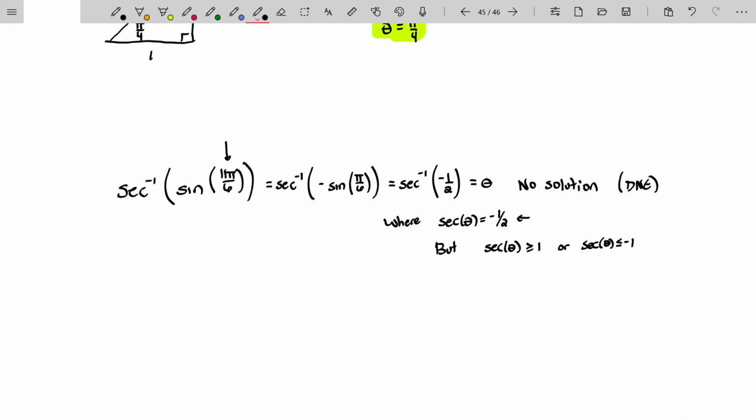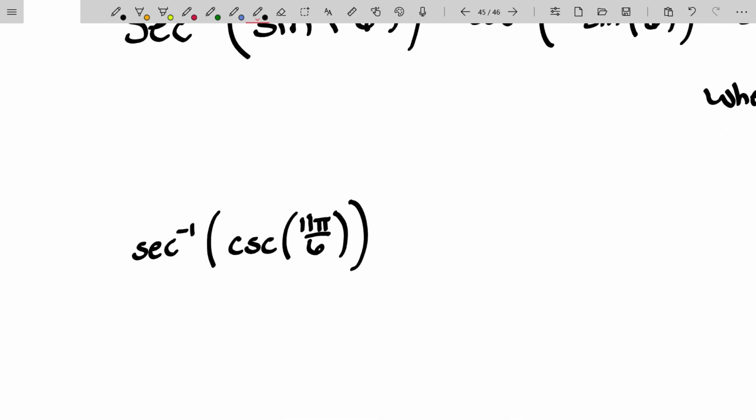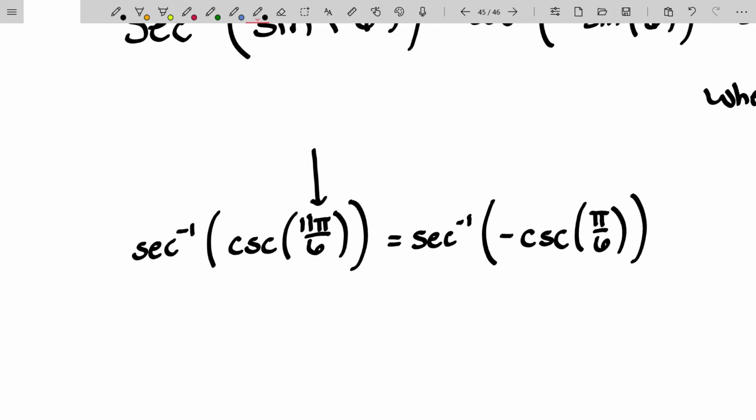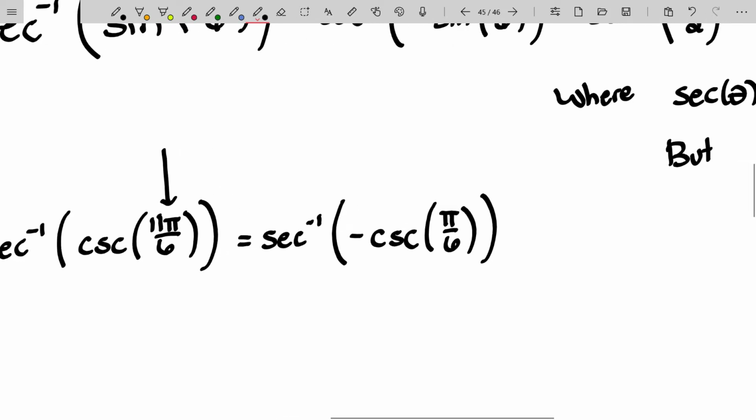So let me go ahead and try a different one here. Let me make one up that actually does work. How about the secant inverse of the cosecant of 11 pi over 6? Now I can do some work. First of all, that'd be the secant inverse of cosecant, which is just like the sine. And we know that in quadrant 4, it'll be negative. So this would be the negative cosecant of a regular old pi over 6. We know the sine of pi over 6 is 1/2. So the cosecant is 2. So this is the secant inverse of a negative 2.